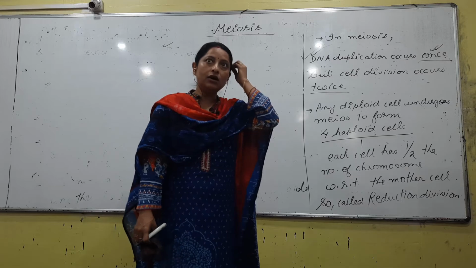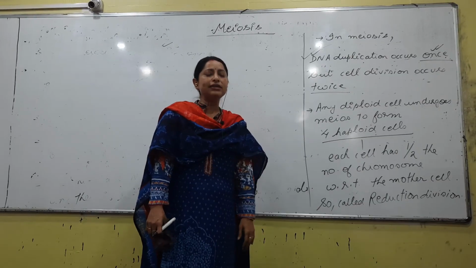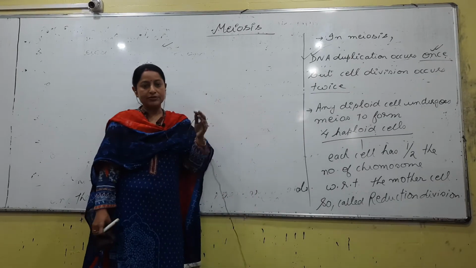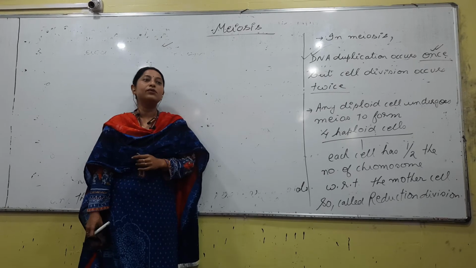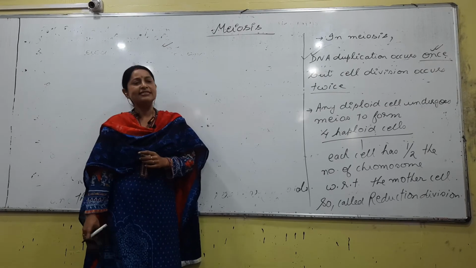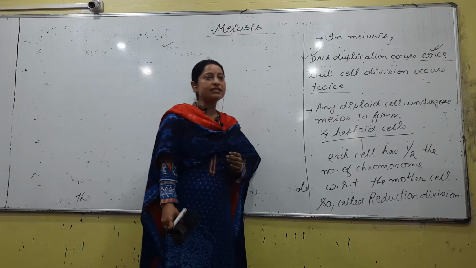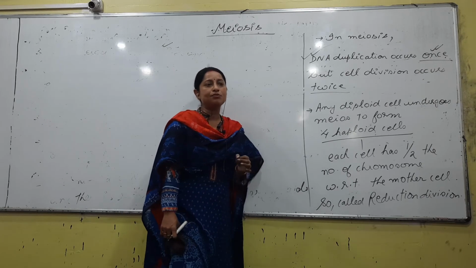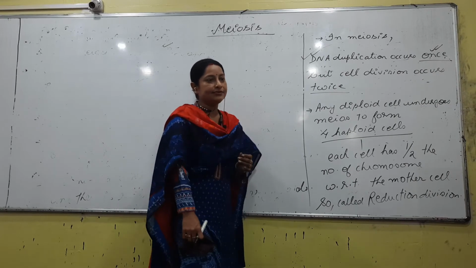Meiotic cell. The problem with saying meiotic cell is that the result of meiosis is also a meiotic cell. But still we can say a cell that will undergo meiosis is called a meiotic cell or a meiocyte. The proper word is meiocyte, right?